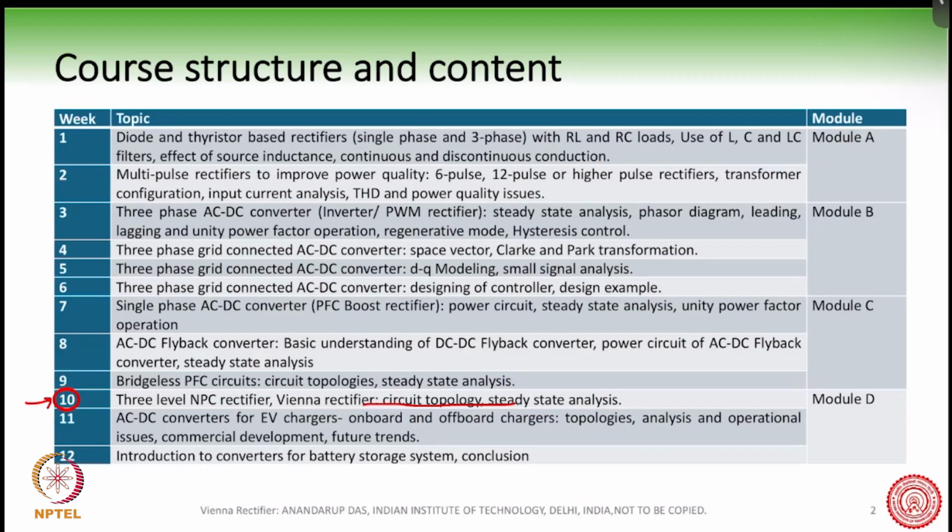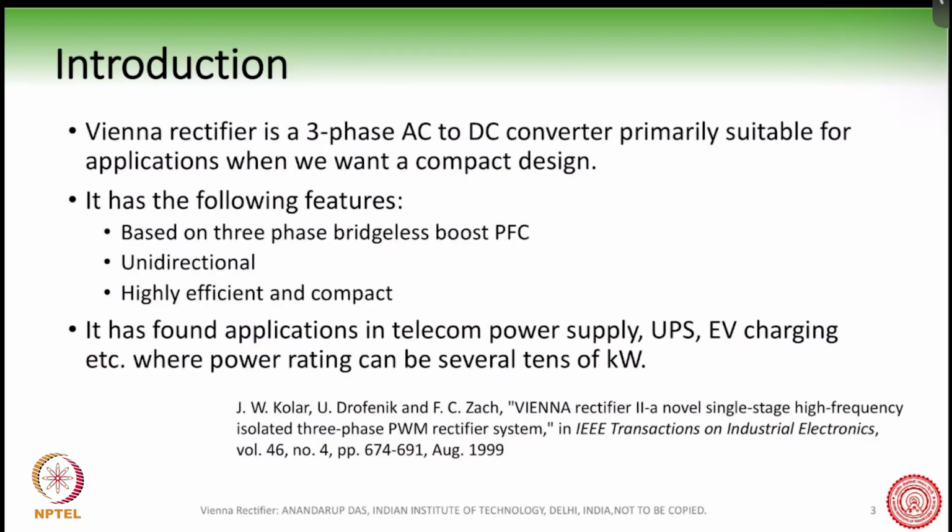And please note that we have already covered the NPC rectifier in the previous lecture, and this Vienna rectifier, as we will understand, is basically an extension of the NPC. More precisely, it is an extension of the TNPC. Okay, so let us first understand the application area of this Vienna rectifier.